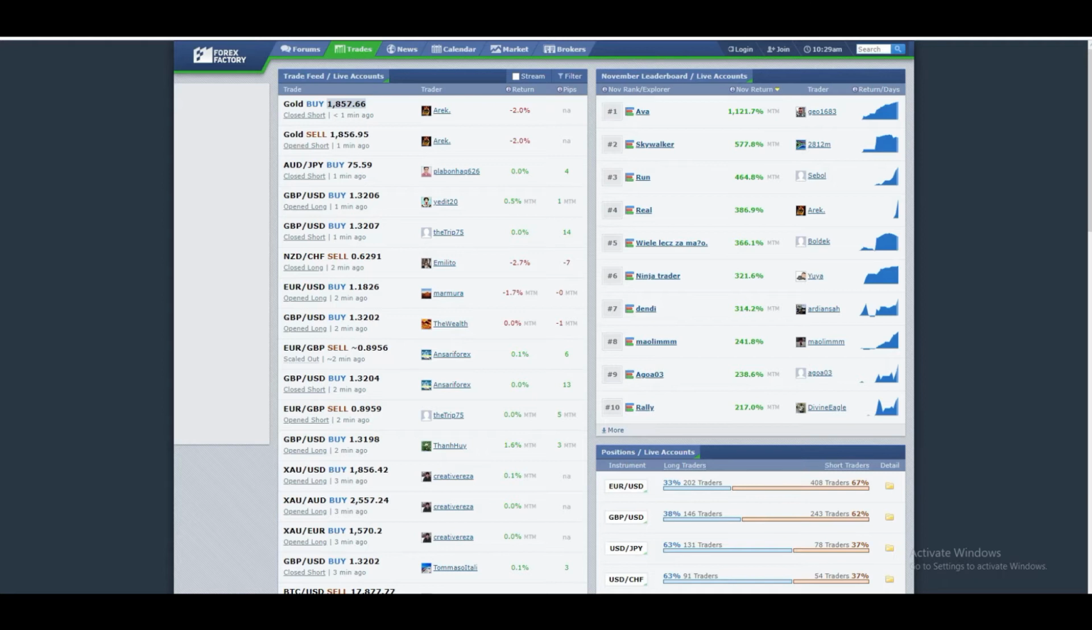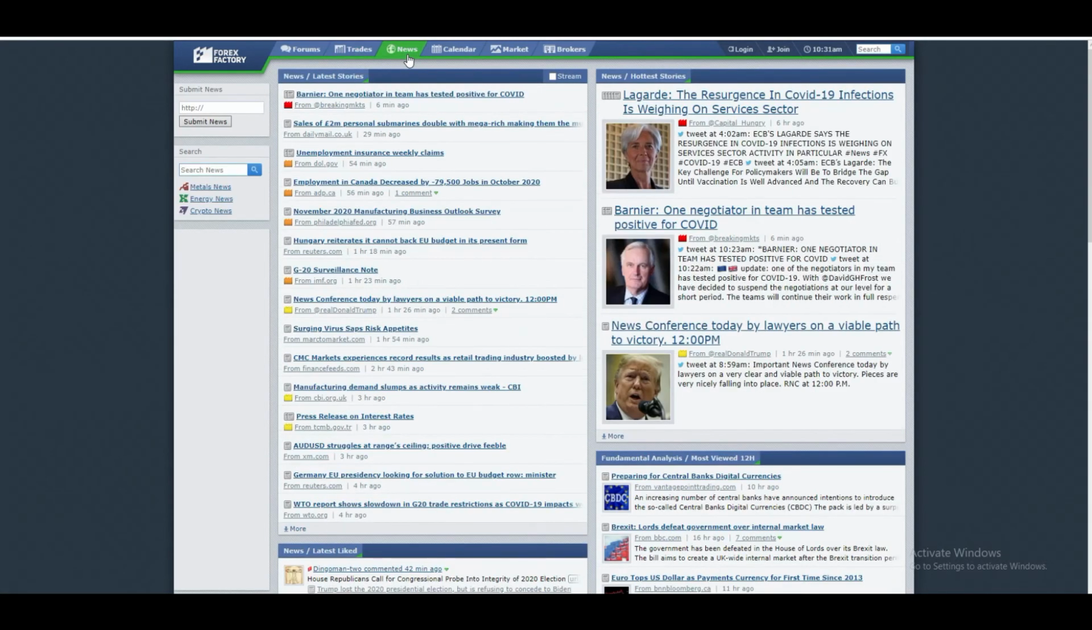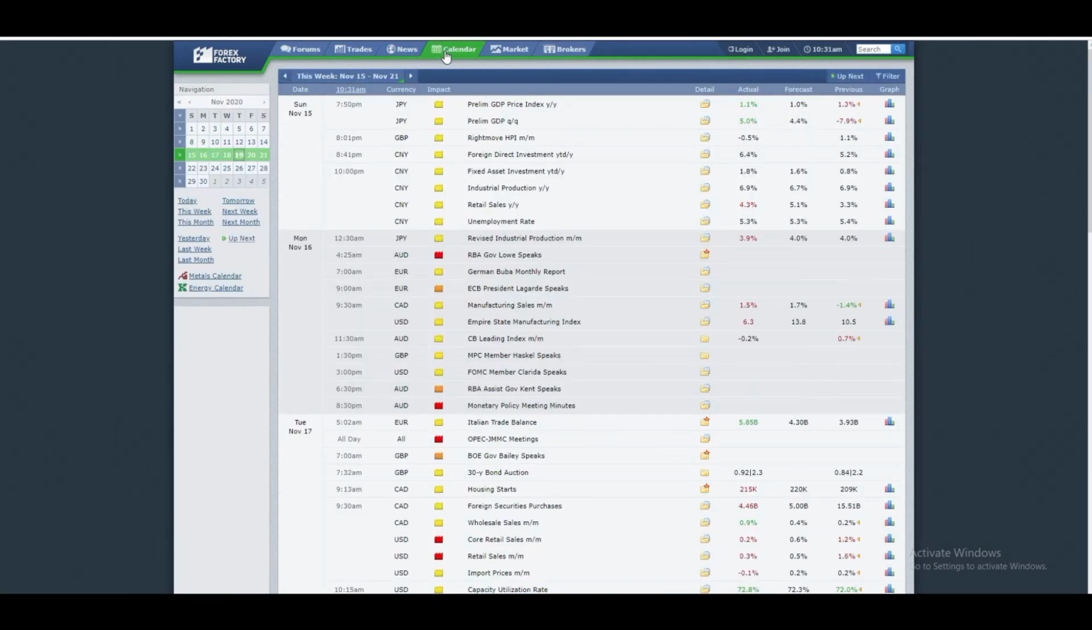So anyway, you go to news. Now this is very important, and I'm gonna show you guys something. So in news, they tell you what the news is about. So you go to the calendar, and if it's red, it's gonna affect the pair. If it's orange, there's no big impact. I'm talking about red is an impact.